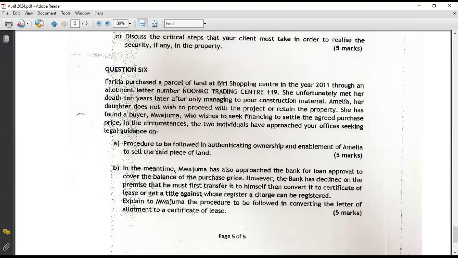Second step, of course, you visit the company which issued the letter of allotment, and of course, inspect the register or inform them to tell you if their mother Farida is still one of the registered shareholders.